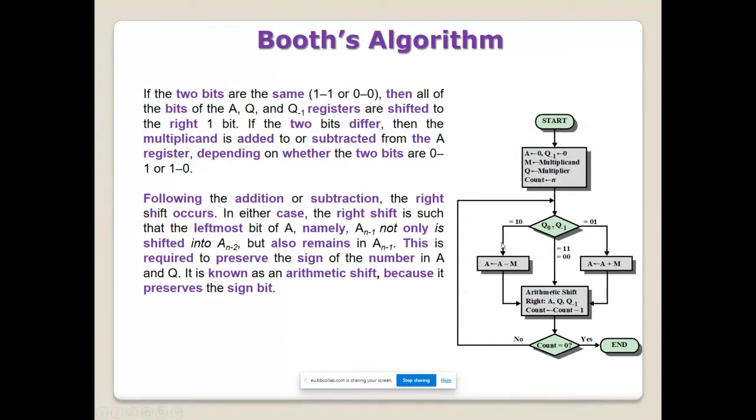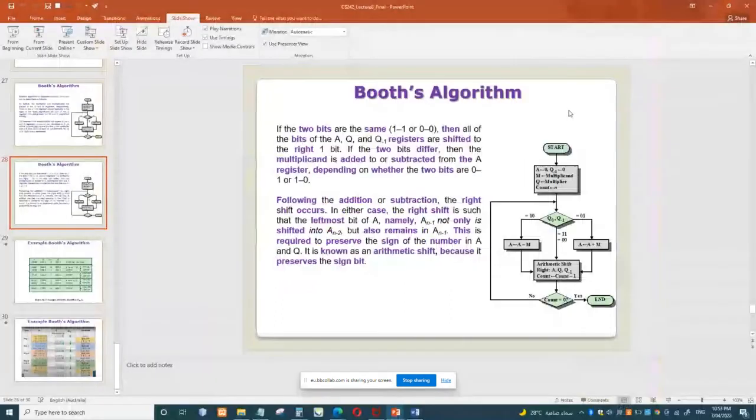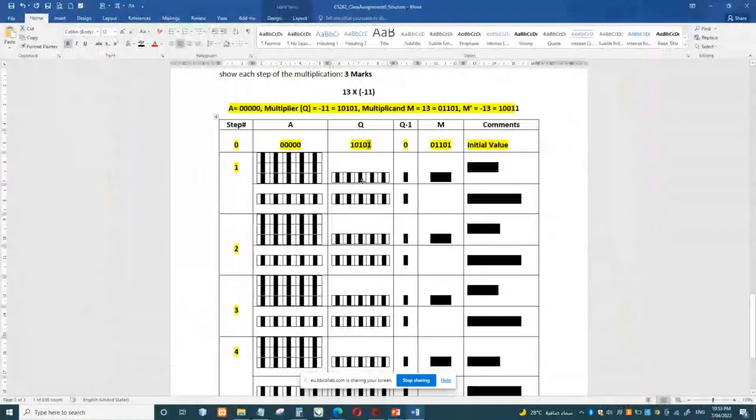Whether we go down this path or that path, in both cases we also perform the arithmetic shift operation. Then we check how many times we have performed the iteration. If we have a 5-bit number, the iteration count will also be 5. Is it clear to everyone? Can we go back now?